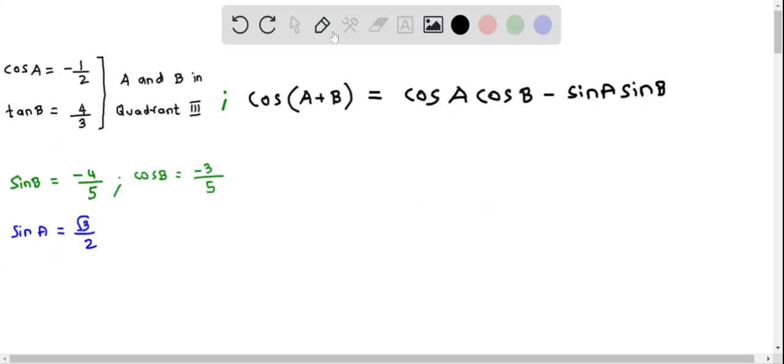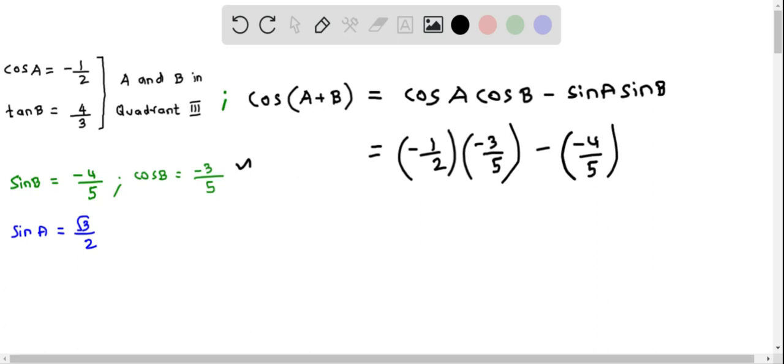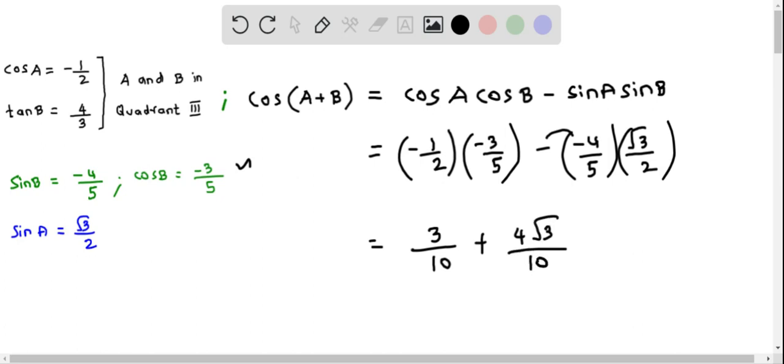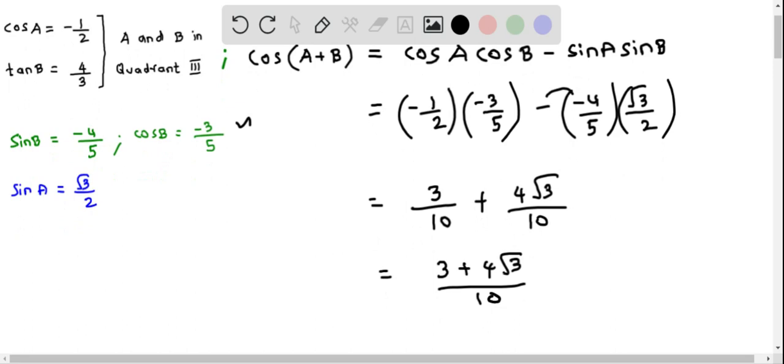So here we will substitute the values of cos A, cos B and sin A, sin B. So this equals cos A, which is given as negative 1 by 2, times cos B, which we found to be negative 3 by 5, minus sin A, which is root 3 over 2, times sin B, which is negative 4 by 5. So we multiply the first fraction, that is negative 1 times negative 3 is 3, and 2 times 5 is 10 in the denominator. We have two minuses, the product of two minuses is positive, so this becomes 4 root 3 over 10. So we have a common denominator, which means we can add the numerators, that is 3 plus 4 root 3 over 10. So therefore the value of cos of A plus B equals 3 plus 4 root 3 over 10.